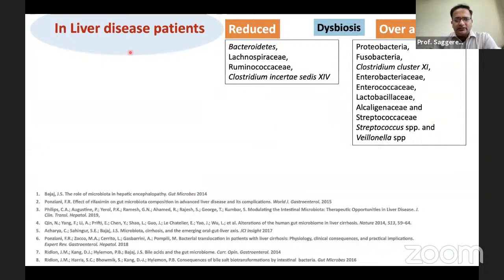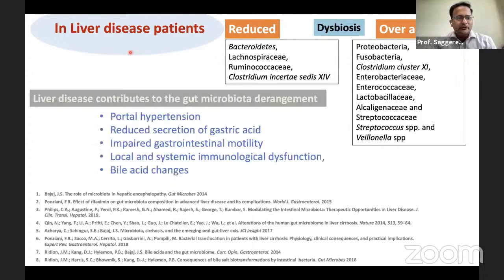Liver disease, well, the liver lives in very close intimacy with the gut, and hence diseases of the liver will affect the gut as well. So dysbiosis, which is fewer good bacteria and an abundance of bad bacteria, is a well-known thing, and liver diseases are known to cause dysbiosis by virtue of portal hypertension, reduced gastric acidity, impaired motility, local and systemic immunological dysfunctions, and bile acid changes. The liver is known to cause changes in the gut microbiome.